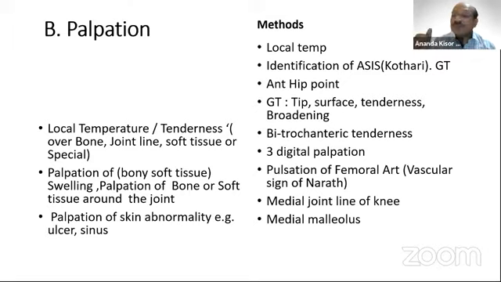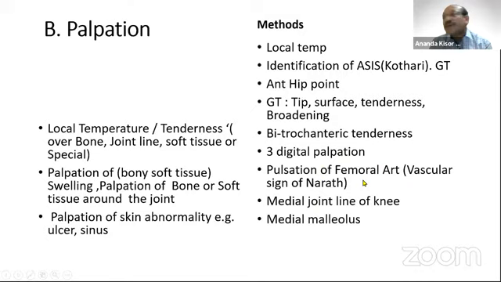If it is difficult to palpate, that is, if the underlying bone is absent, as in case of dislocation, it is very difficult to palpate. This is the way of diagnosis, the positive vascular sign of Narath. Some students say it is an absent pulsation. That is absolutely wrong. In case of absent bony support underneath, it is difficult to palpate the femoral artery.